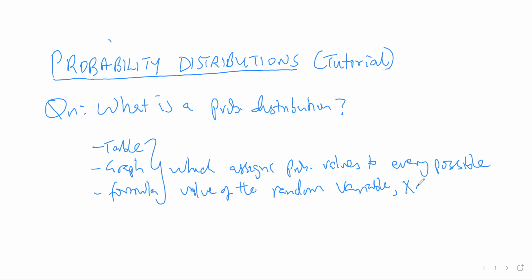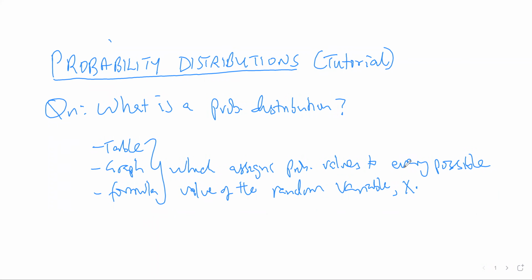In statistics, we were just calling them variables. And you know, we have different kinds of variables. We have quantitative and qualitative. Then under quantitative, we have continuous and discrete. Qualitative, we have nominal, ordinal, and so on and so forth. So we're saying that a probability distribution can be in form of a table or a graph or a formula which assigns probability values to every possible value of the random variable X.